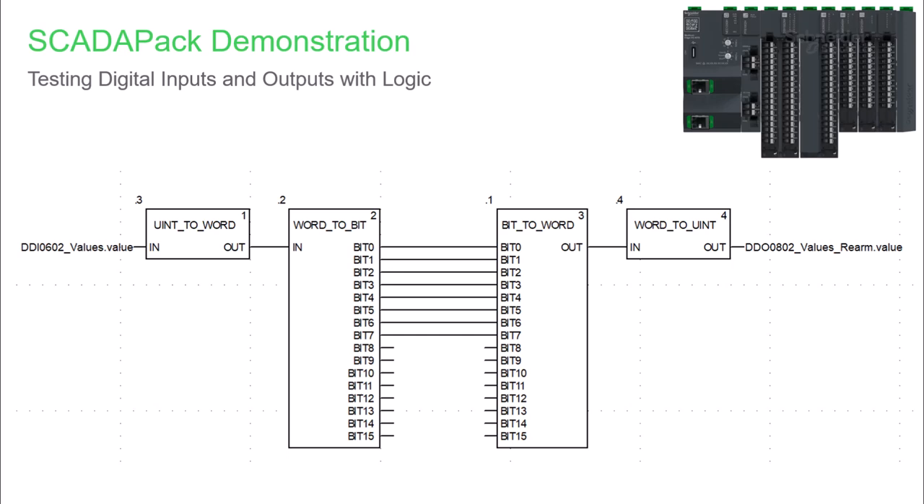When you want to access an individual input or output in logic, you can parse out the bits with a word-to-bit function block. Or to go the other way, you can use a bit-to-word function block. Here's a fun bit of logic to demonstrate this. We'll also need to convert the unsigned integers to and from words. This logic takes the byte of DI values pulled from the digital input module and breaks it out into bits. We then go the other way and send those bits out to the digital output module.